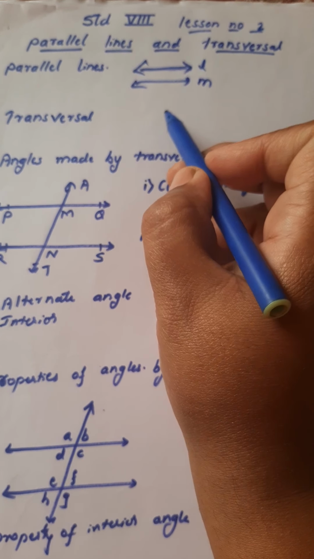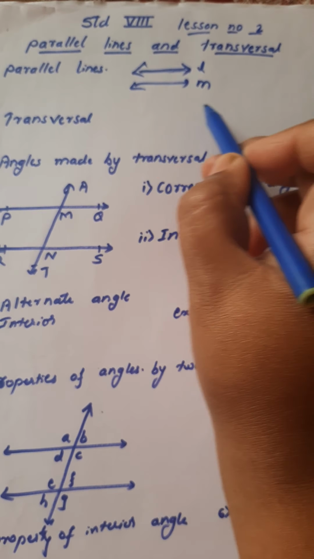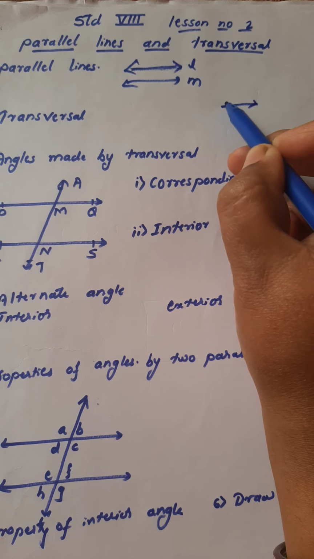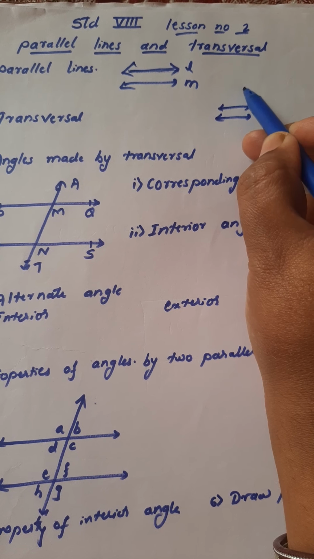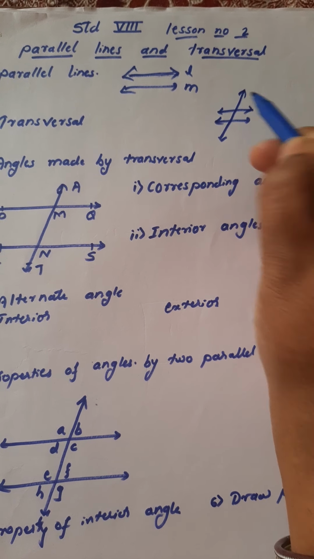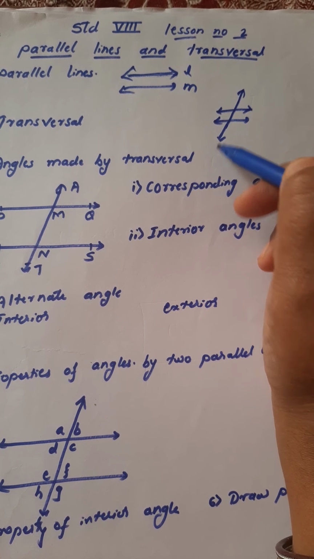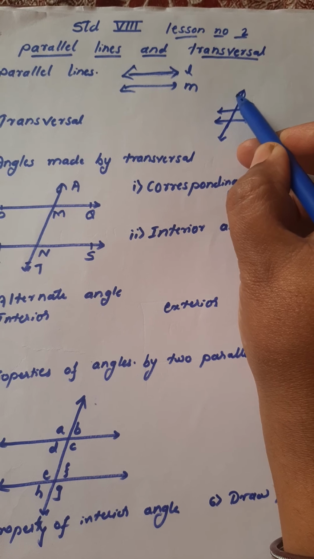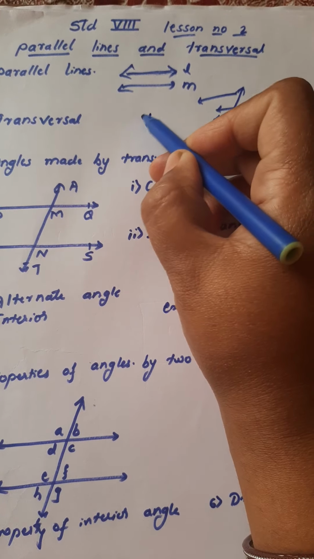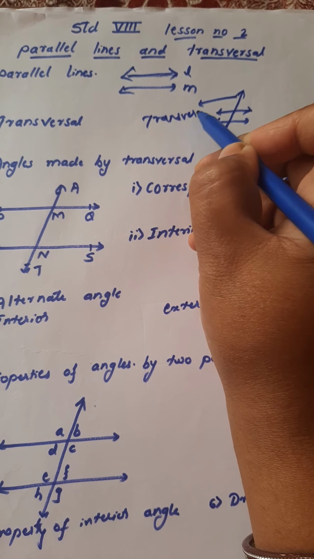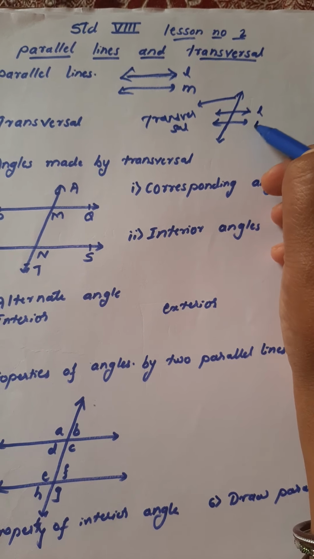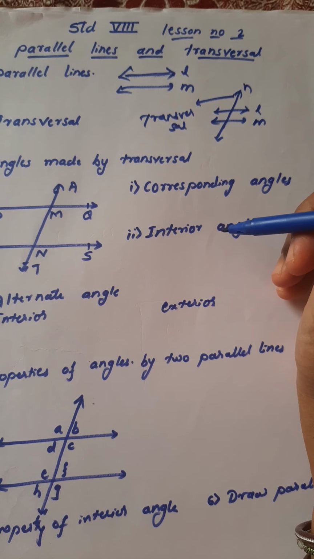Now, what do you mean by the word transversal? When we draw two parallel lines and a line which cuts these two parallel lines, it is called a transversal. This line is called a transversal line. If L and M are the parallel lines, then N is called a transversal line.